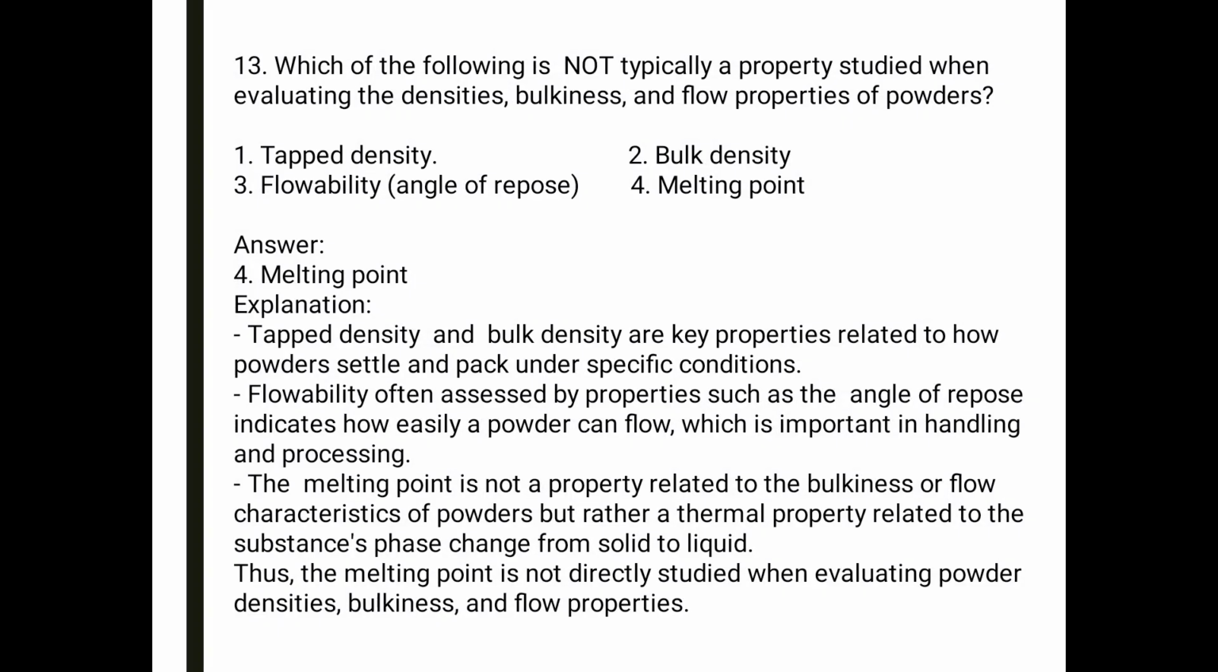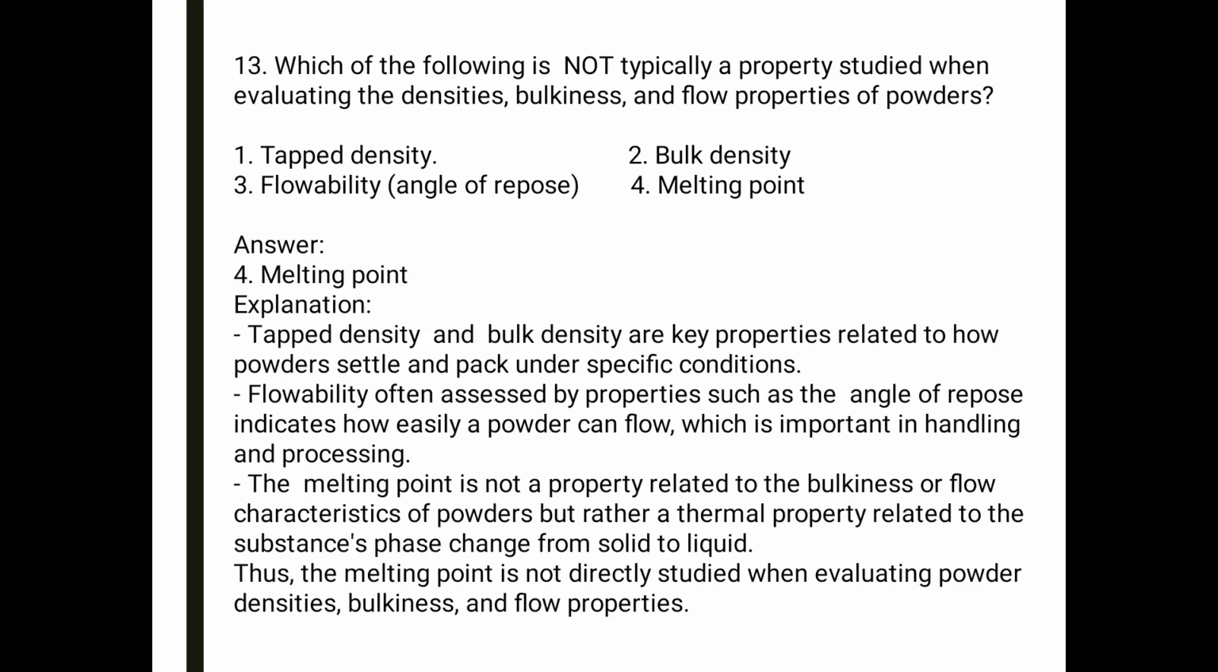Next, which of the following is not typically a property studied when evaluating the density, bulkiness, and flow properties of powder? First, tapped density. Second, bulk density. Third, flowability, angle of repose. And fourth, melting point. So the answer is melting point, which is not typically studied when evaluating density.